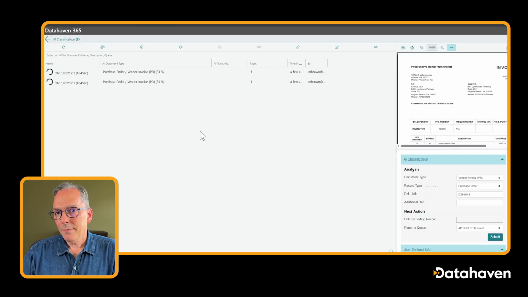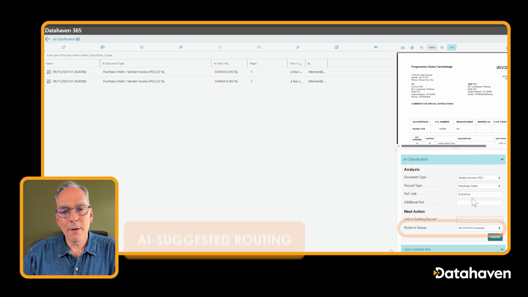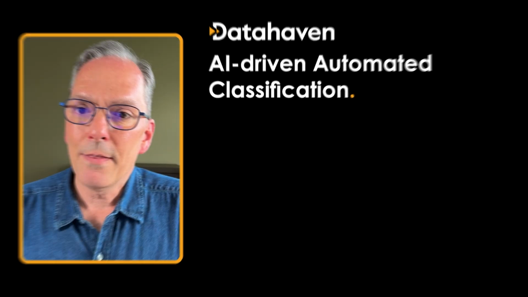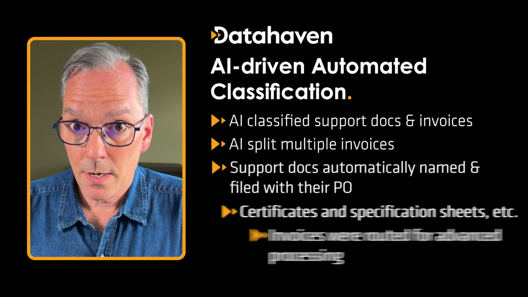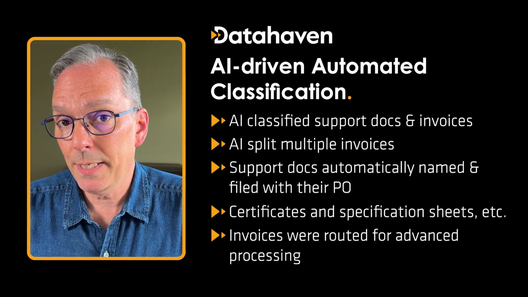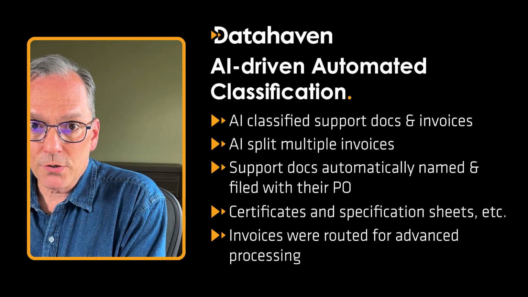Now that these have been processed, we can go in and look on the right-hand side where Datahaven's identified this as a vendor invoice for a purchase order. We're showing the actual reference, and we're indicating that this invoice is now going to be routed into our AI AP automation tool. Now that we processed the 4 documents, 2 of which were support documents, which have been stored against the relevant PO, they've been named and archived against the purchase order.